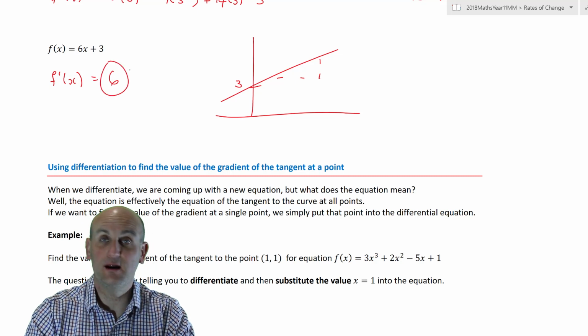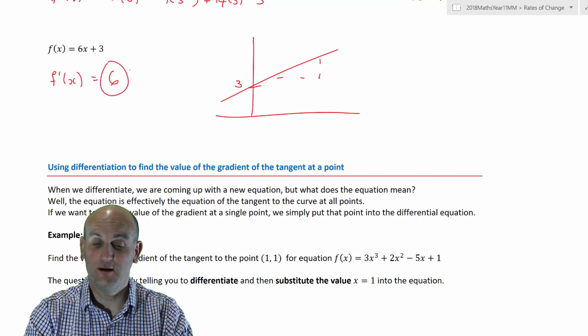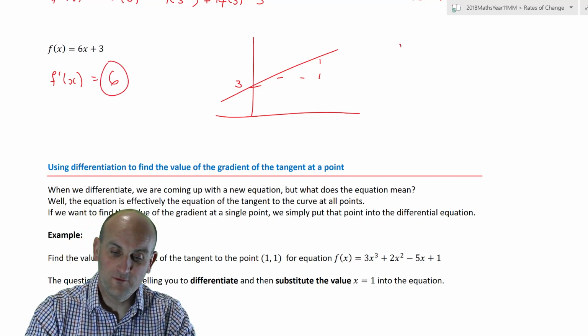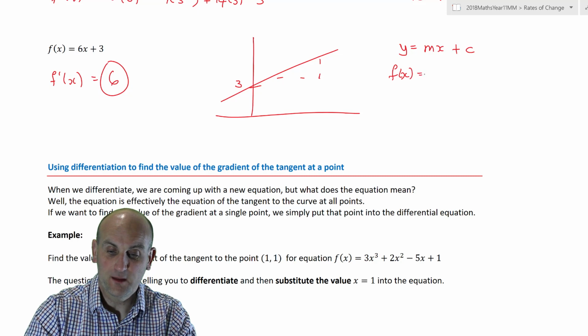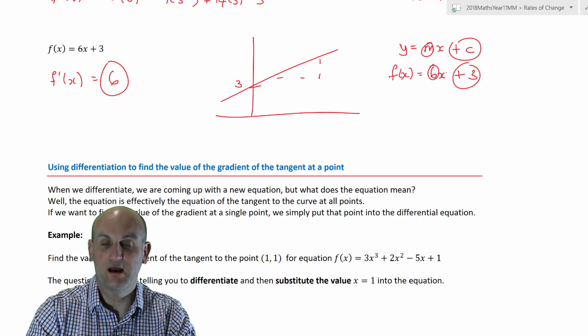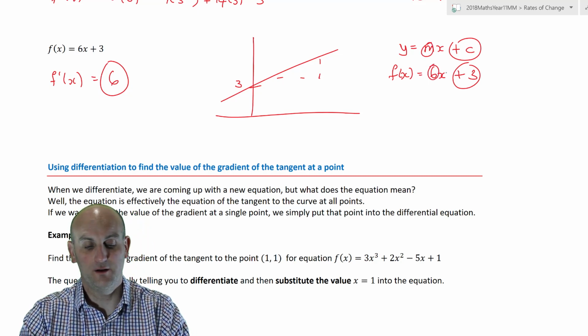And what did this tell me the gradient was? 6. How did I know the gradient was 6? Well, we've got here effectively y equals mx plus c. It's a straight line. So f of x is equal to 6x plus 3. My intercept was 3, and my gradient is 6. A lot of hard work for that.